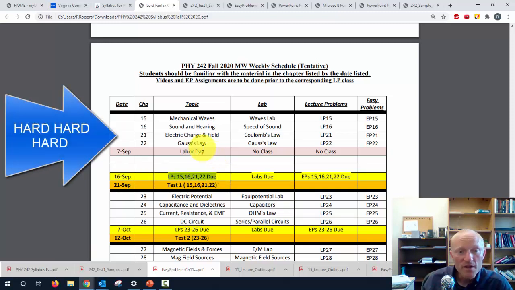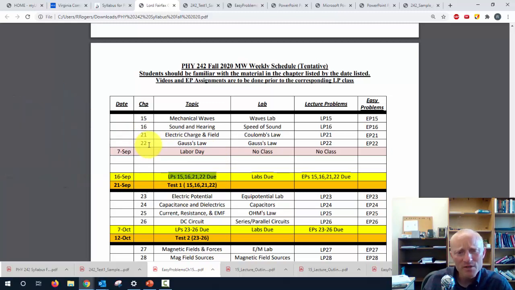I will note that chapters 21 and 22 are the hardest of Physics 241 and 242, and probably 243. Do not put those off until the last minute, because you will pay, and you will pay heavily for these chapters. They are very hard.